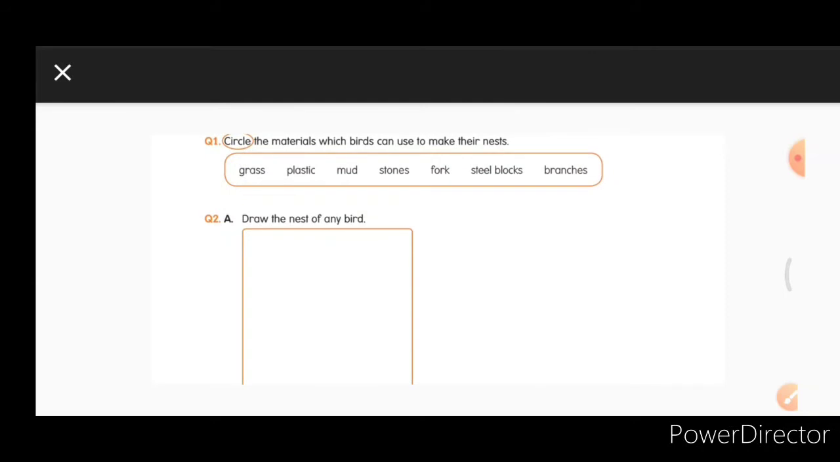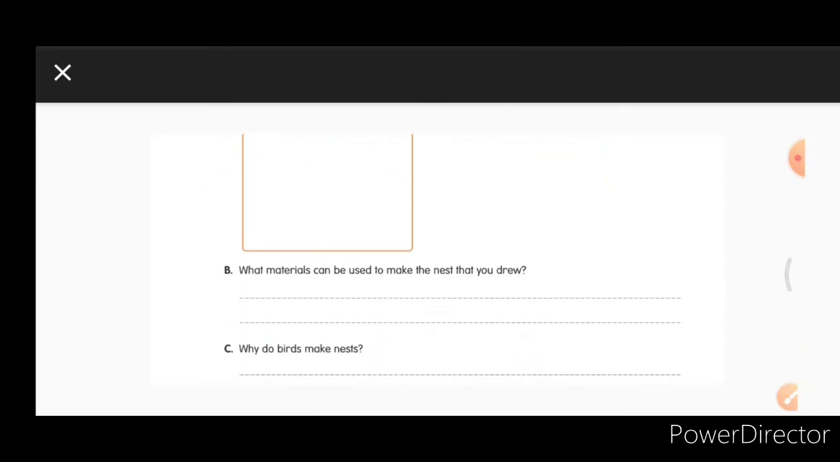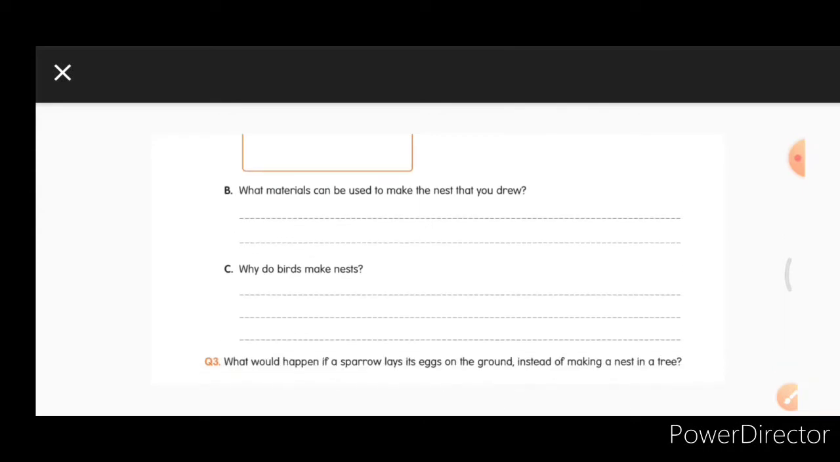Second question, draw the nest of any bird. You have to draw a nice picture of a nest. Then question B, what materials can be used to make the nest that you drew? So, after drawing you should write what materials can be used in your picture. The picture which you have drawn, the nest of a bird, what are the materials in that nest? Question C, why do birds make nests? Okay, we learnt now the 3 reasons. Birds make nests to lay eggs, to rest in and to protect the birds.